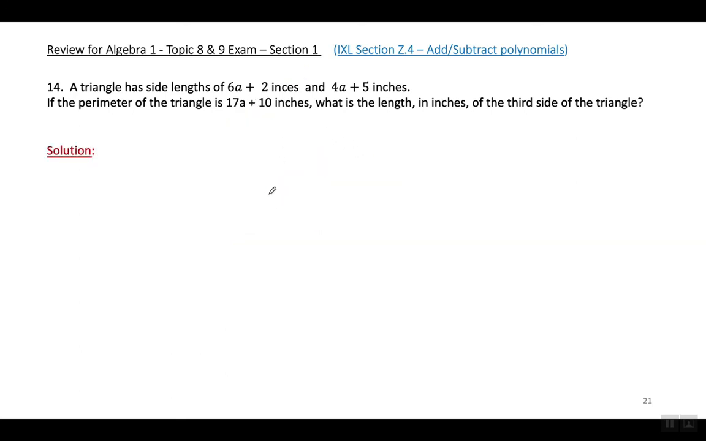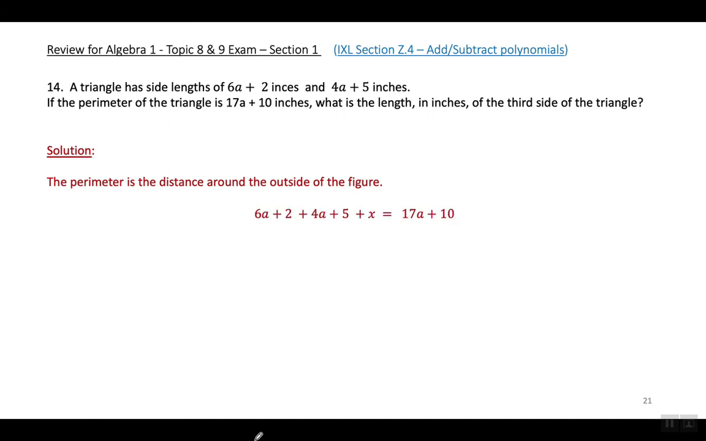All right, so the perimeter is the distance around the outside of the figure. Right here I have the first side that they gave me. Right here I have the second side that they gave me. And then I just put right there the letter X to represent the third side. When I add all of them up, I'm supposed to get this. So, set up your equation like that and solve for X. That's my answer. X equals 7a plus 3.